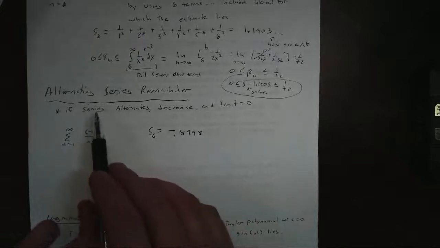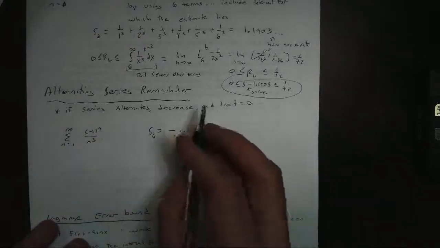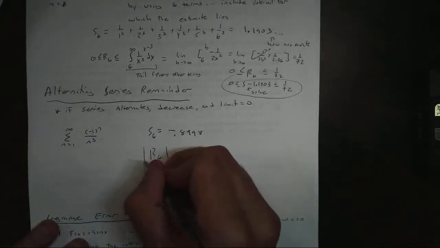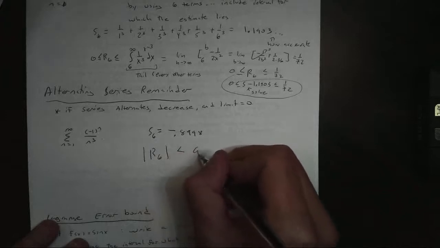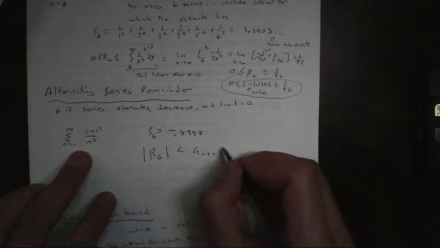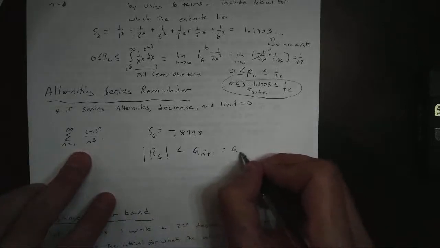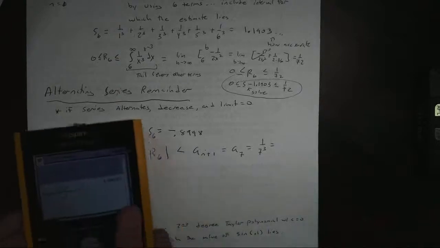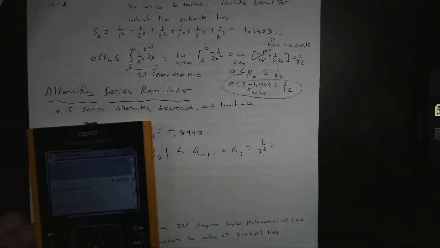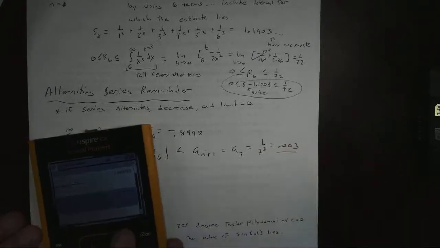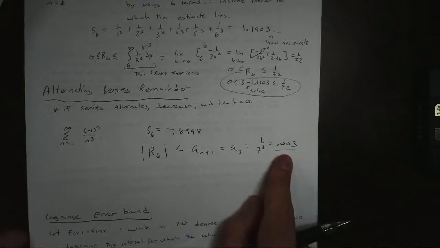Now, because this series alternates, decreases, and has a limit of 0, we know that to get the error of the 6th term, it's just going to be less than the next term, a sub n plus 1. Well, how do I get my next term? I just plug it in. In other words, this is going to be less than or equal to the 7th term, which is just 1 over 7 cubed, which equals 1 divided by 7 to the third, 0.003. So the most I'm going to be off is 0.003.